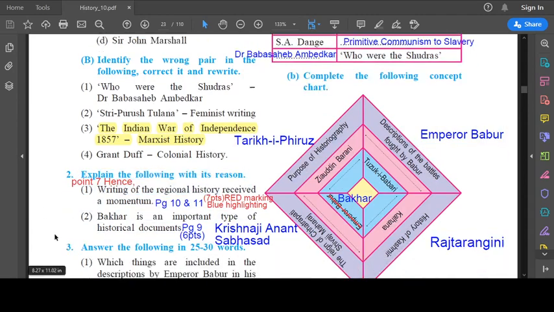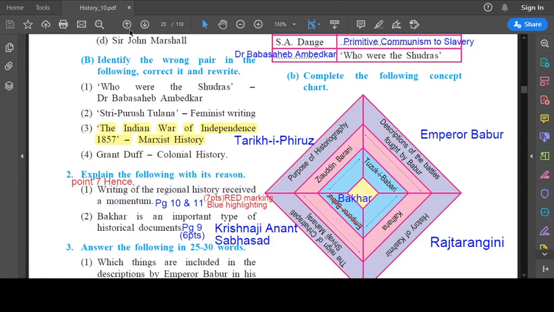The first one, writing of the regional history received a momentum. Now if you look at this answer which I have marked in this textbook over here, the markings are done with red ink, and it is highlighted with blue, whereas the markings of all the other answers are done with blue ink. So this specific answer is marked with red because it is scattered all over the textbook on pages 10 and 11. So we'll just go through it. Page number 10 and 11, 7 points, red marking and blue highlighting.